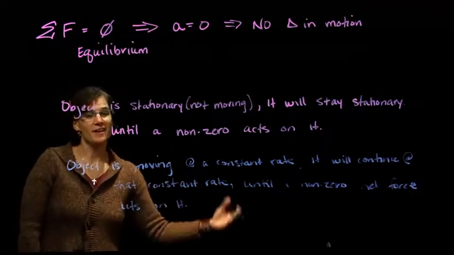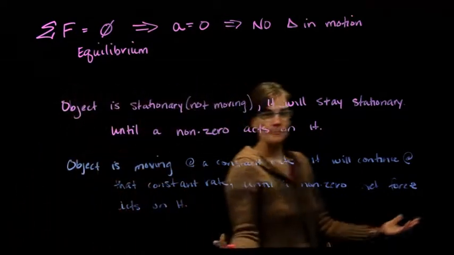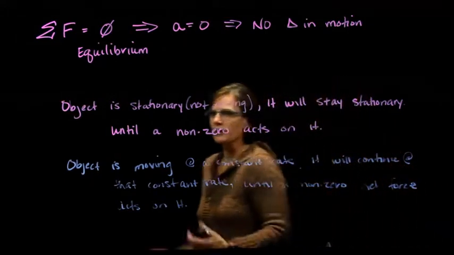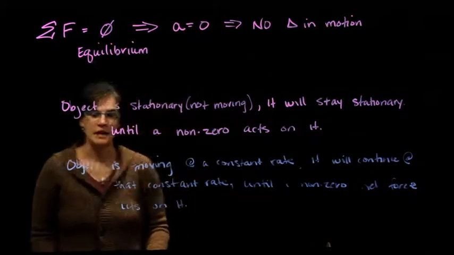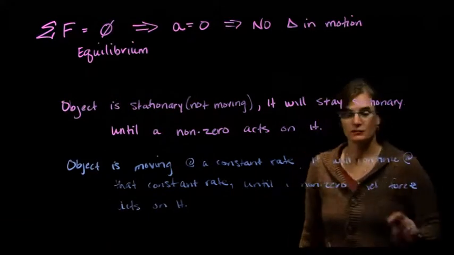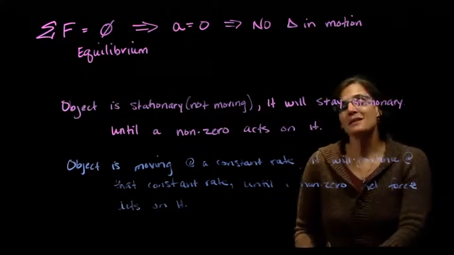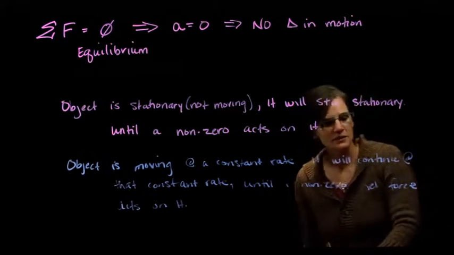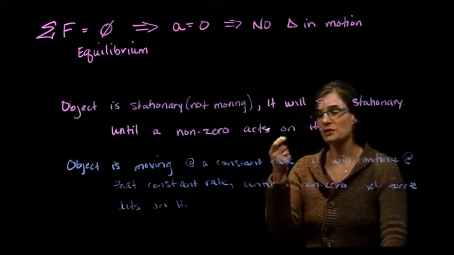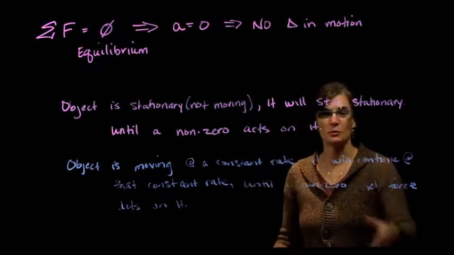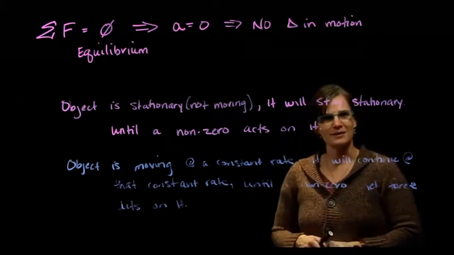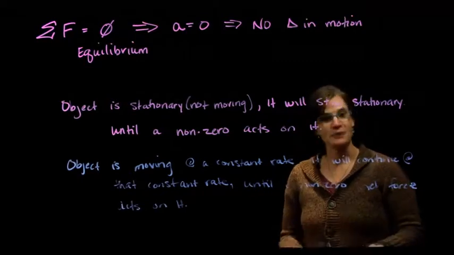So if I'm moving at a constant rate across the board, am I experiencing forces? Absolutely. My feet are interacting with the ground. Gravity's interacting with me. I'm experiencing forces. But if I'm moving at a constant rate, my net force is equal to 0. And until something changes about that net force, I will continue at that constant rate. So the only way I can get an object to change its motion, whether it's stationary or already moving, is to cause a non-zero net force to act on it.